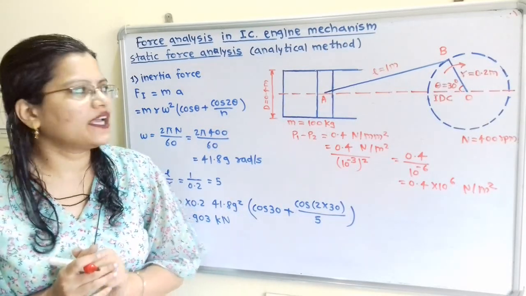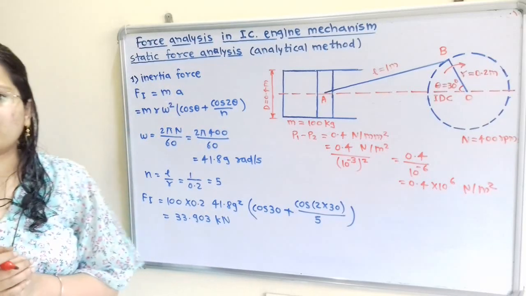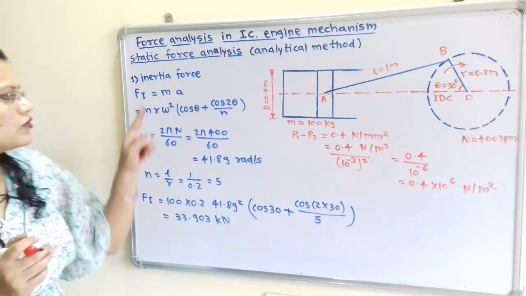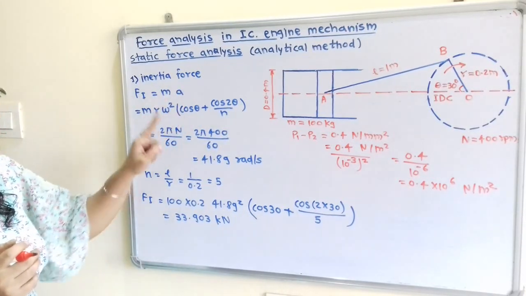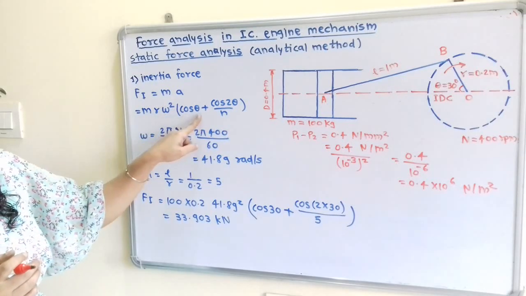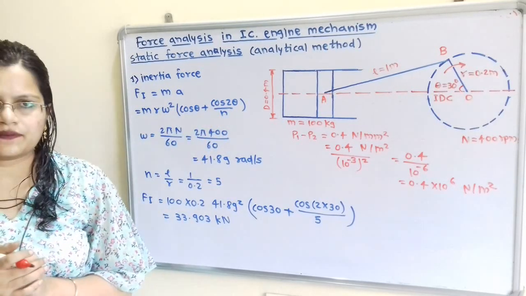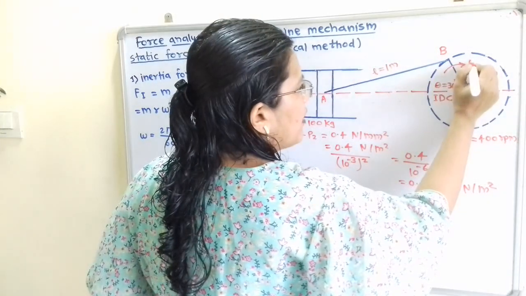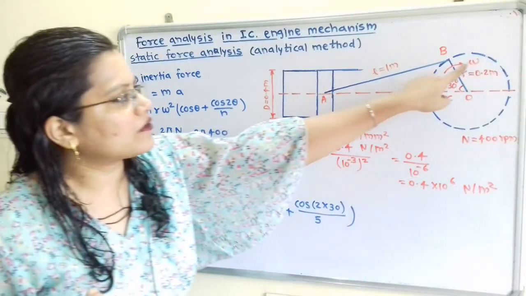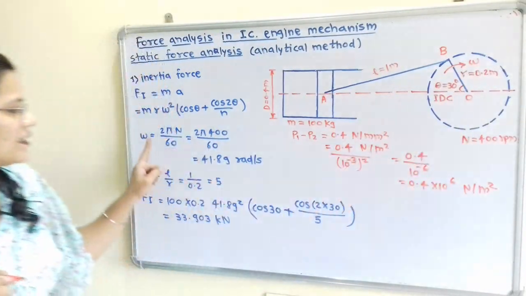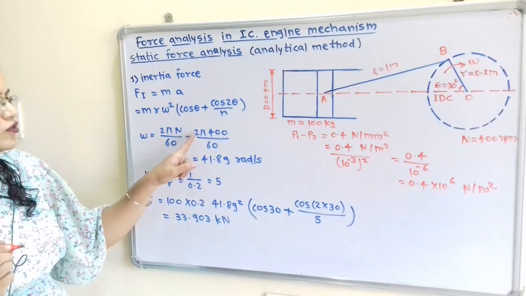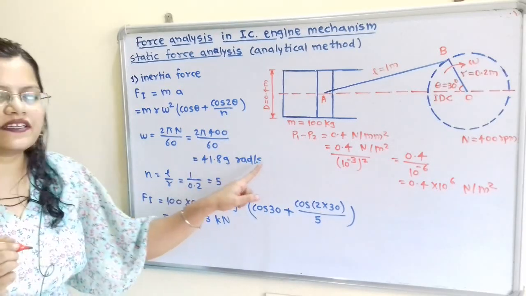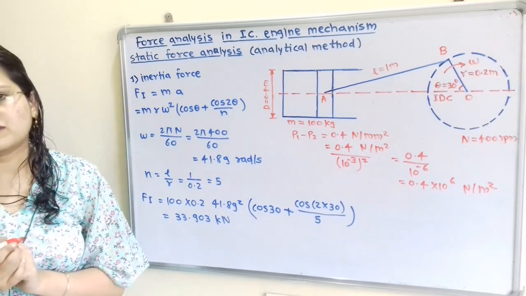Now the first question is, we have to calculate the inertia force. So inertia force Fi is equal to mass into acceleration. So m into a. So how we can resolve this a? That is r into omega square into cos theta plus cos of 2 theta by n. Now we have to calculate omega. So what is this omega? Omega is the angular velocity of this crank. So how to calculate this? Because N is given. So omega is equal to 2 pi N by 60. That is 2 pi into 400 by 60, which is equal to 41.89 radians per second. So this is the unit for omega.